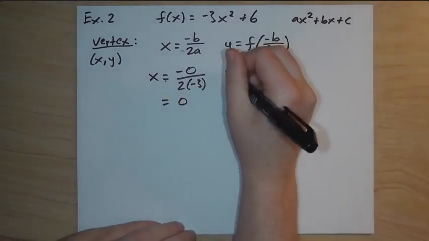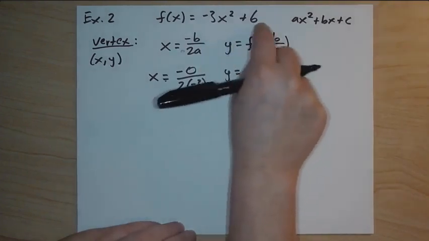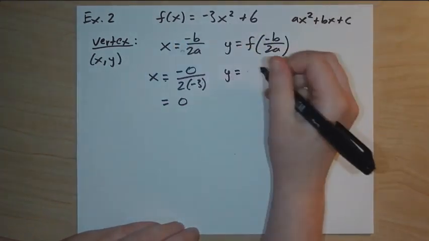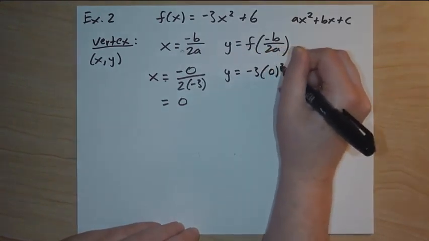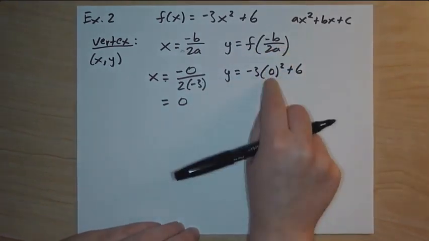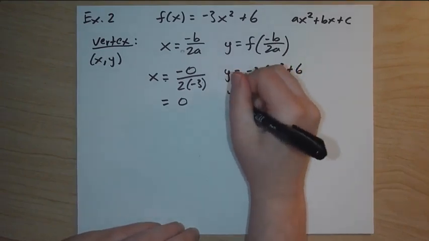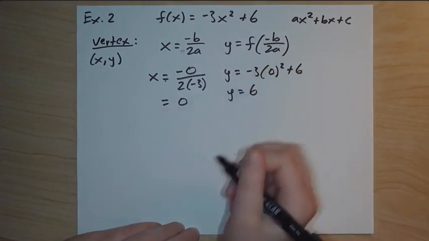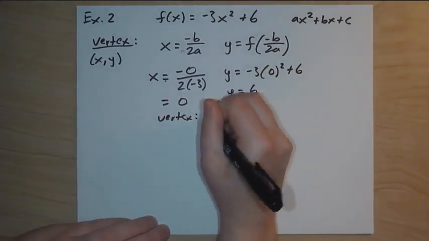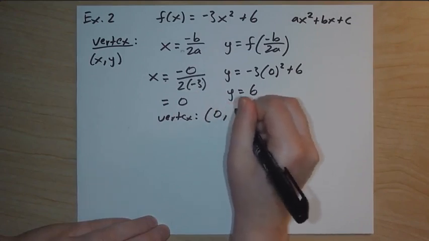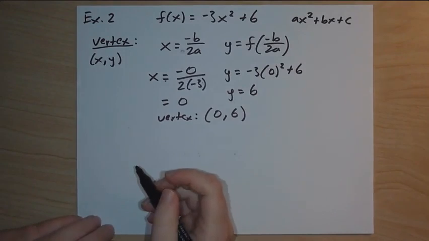And so our y value is going to be plugging this value of 0 into our function up here for our x. So our y value is negative 3 times 0 squared plus 6. 0 squared is 0, negative 3 times 0 is 0, so our y is just going to be positive 6. So our vertex is the point 0, positive 6. So we found our vertex.